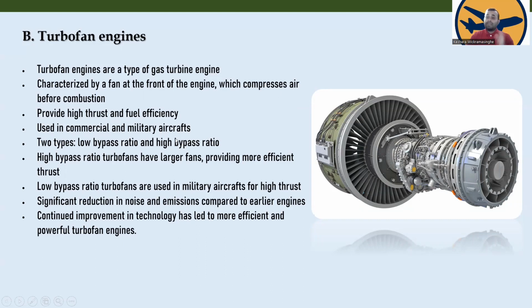So it is used in commercial and military aircraft. And there are two types I told you: low bypass ratio and high bypass ratio. High bypass ratio turbofans have larger fans providing more efficient thrust. Low bypass ratio turbofans are used in military aircraft for high thrust, right? There is a significant reduction in noise and emissions compared to early engines like reciprocating and radial engines. Continuous improvement in technology has led to more efficient and powerful turbofan engines.